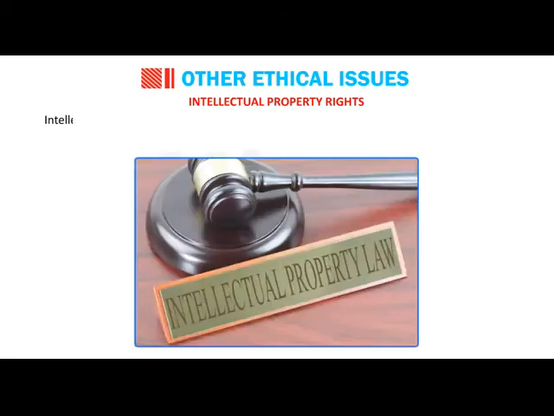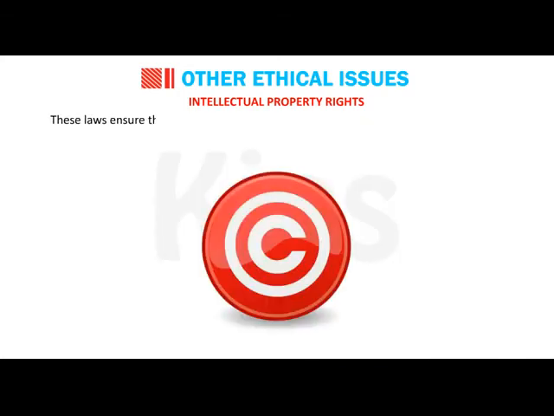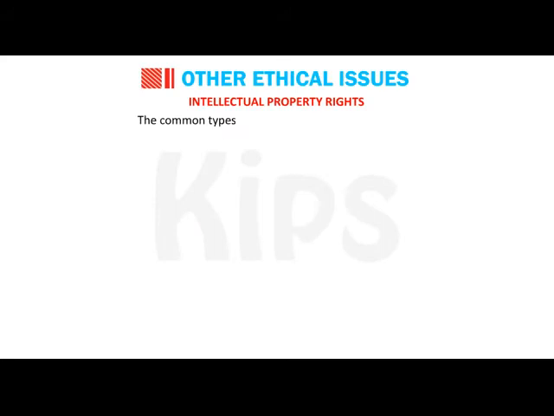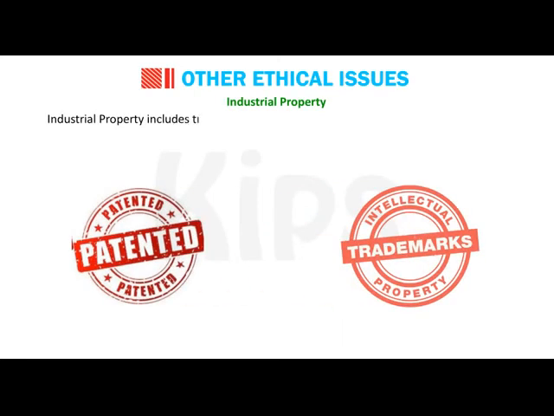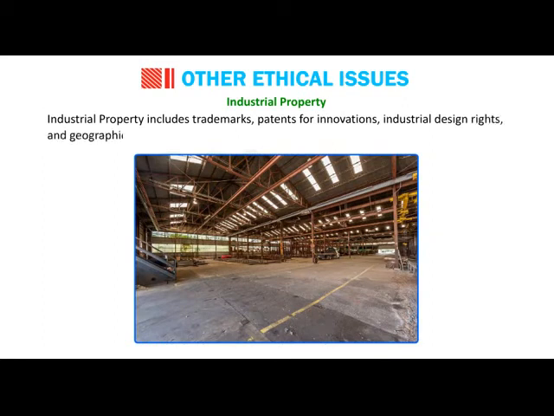Intellectual property rights. Intellectual property rights, IPR, is a term referring to the legal property rights of a person over his or her creations, both artistic and commercial. These laws ensure that the creator's hard work is safe and protected from unauthorized copying and piracy. The common types of intellectual property rights are industrial property. Industrial property includes trademarks, patents for innovations, industrial design rights and geographical indications, GI, of source.